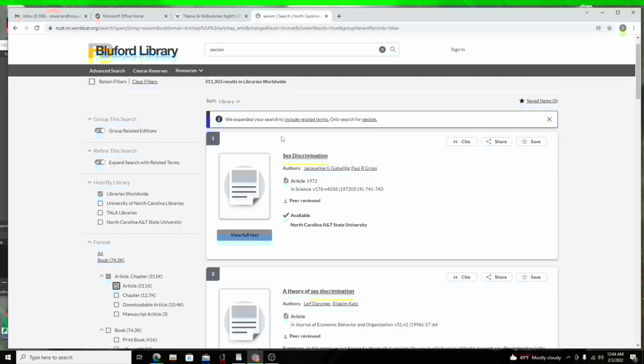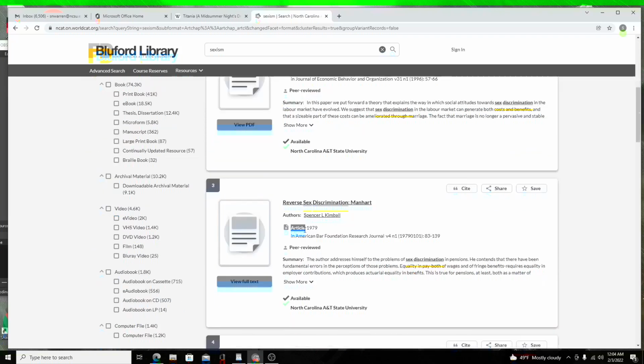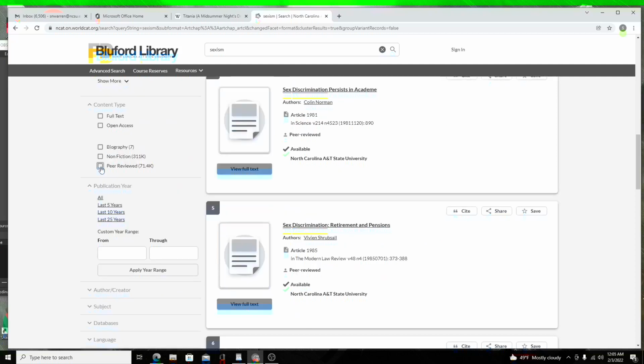Now, the problem with Aggie Gold is that even though it says article here, sometimes some newspaper articles slip through the cracks. And it's not going to say newspaper article, it's going to say article, and I don't want you guys to get confused. So what you need to do now is go over here and click peer reviewed. The reason you want to do that is, as we talked about with academic articles, what makes them so credible is that they're peer reviewed.